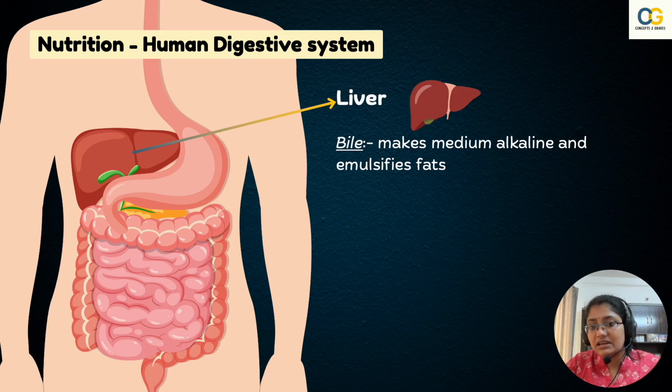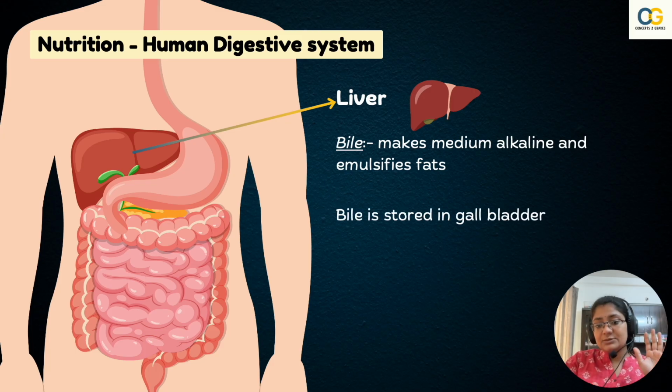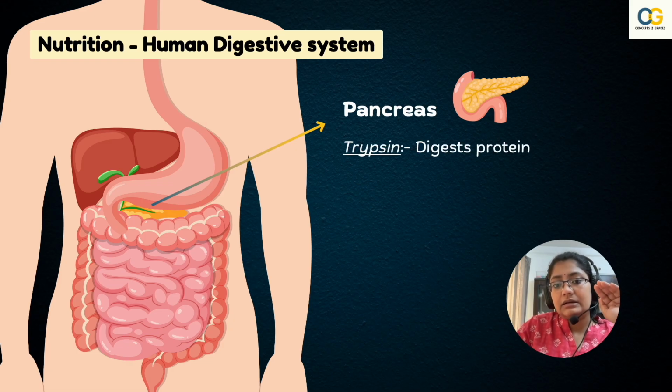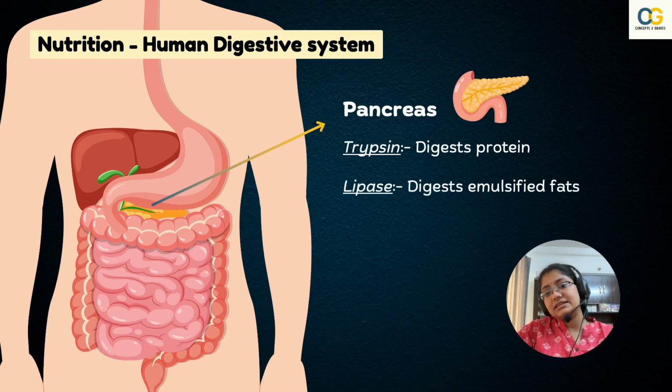Bile is just making the medium alkaline, and it is also emulsifying fats to help with further digestion. And this bile is stored inside the gallbladder. Now comes the pancreas. In the pancreas, there is trypsin. Again, anything with "sin" digests protein. So trypsin digests the protein, which needs an alkaline medium made by the bile.